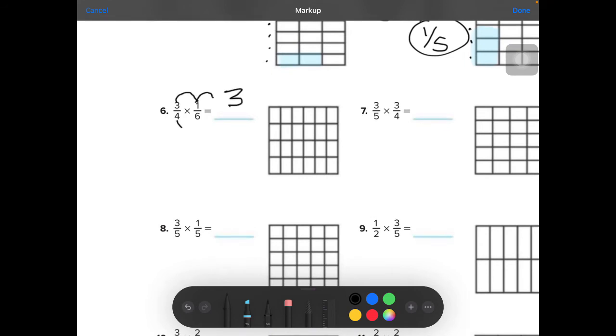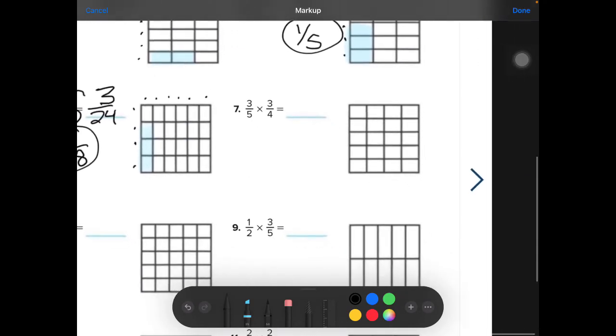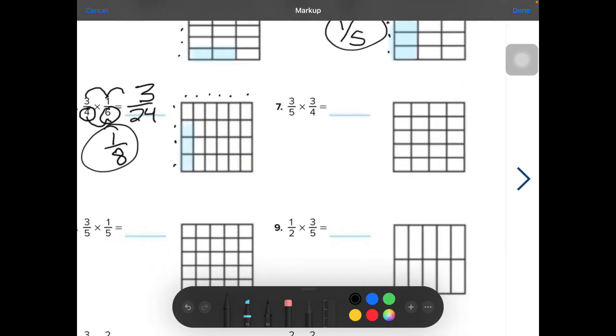Number 6. 3 times 1 is 3. 4 times 6 is 24. And here we have it set up. We have 4 rows, 1, 2, 3, 4. We have 6 columns, 1, 2, 3, 4, 5, 6. So we are going to shade 3 out of the 24. And that's going to simplify down to 1/8.